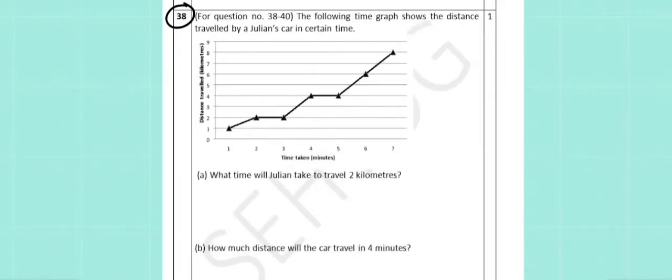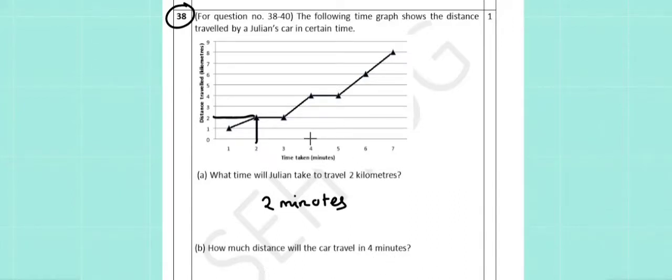In question number 38, we can see a time graph. So, on the vertical axis of the time graph, we can see the kilometers of distance travelled, and on the horizontal axis, we can see the time taken in minutes. So, for 1 minute it is going 1 kilometer, in 2 minutes time it is going 2 kilometers, like that. So, to travel 2 kilometers, Julian is taking 2 minutes. So, we are plotting against 2 minutes, 2 kilometers, and 2 minutes is coming.